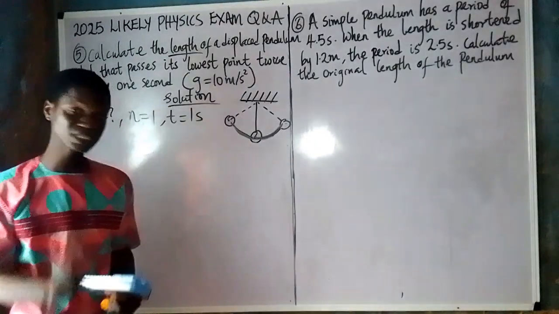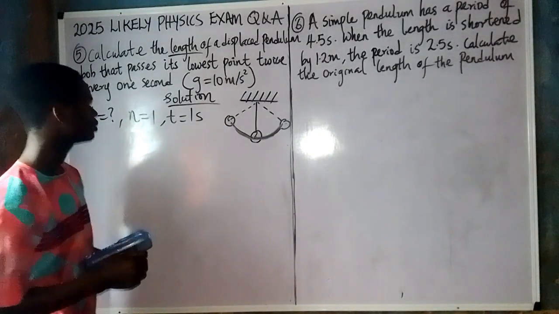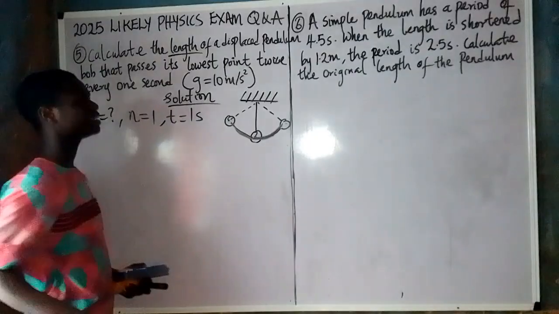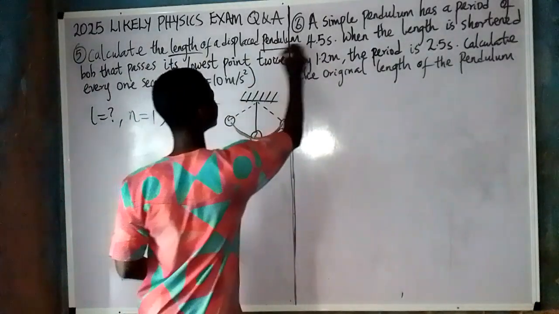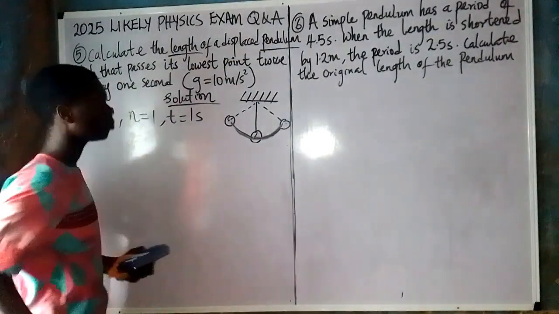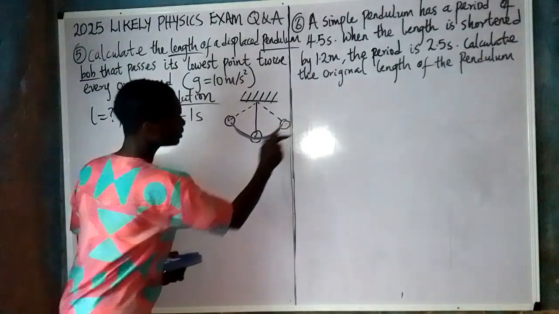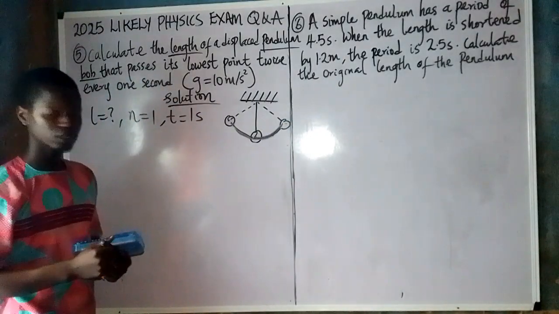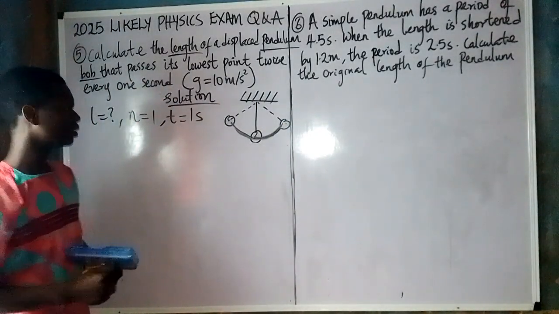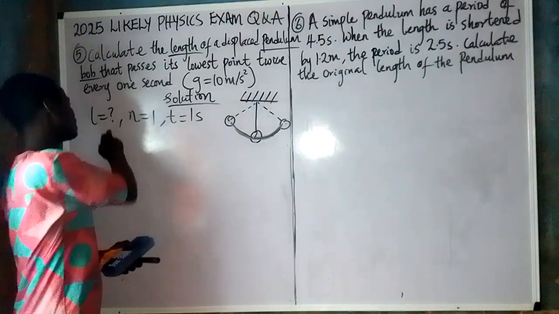Are you seeing that? Now what is the question? Calculate the length of the displaced pendulum bulb. It was displaced. Are you seeing that? Now how do we get the length? What is unknown? It is the length.